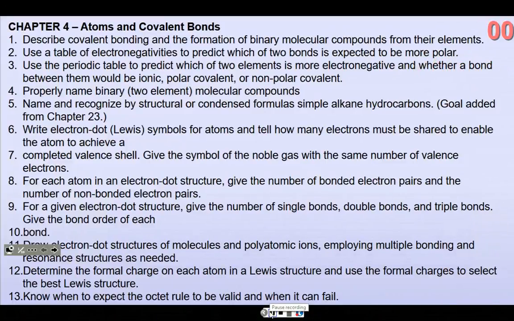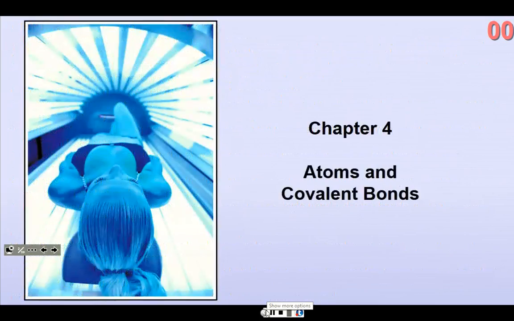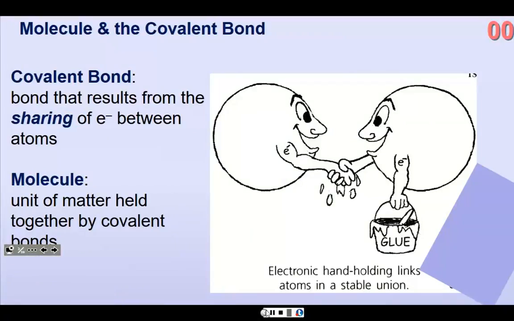Now for some discussion about topics from Chapter 4, starting from the beginning, where we'll have to describe the difference between covalent bonds and ionic bonds and how binary molecular compounds are formed from their elements. There are two definitions at the beginning of the chapter that are helpful to keep in focus as this discussion begins.